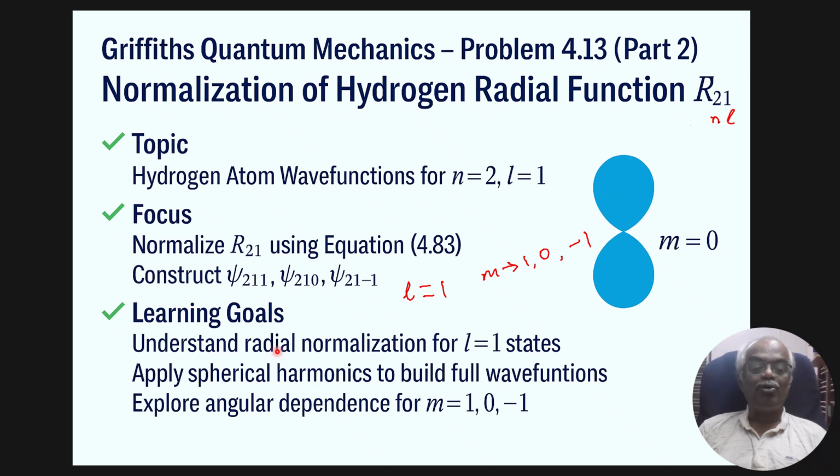Now our learning goal is to understand the radial normalization for the L equal to 1 state and apply this with the spherical harmonics. You know very well the spherical harmonic will not involve a change in energy. So apply the spherical harmonic to build the full wave function and explore the angular dependence for m equal to 1, 0 and minus 1. This we are going to see in detail in this lecture.